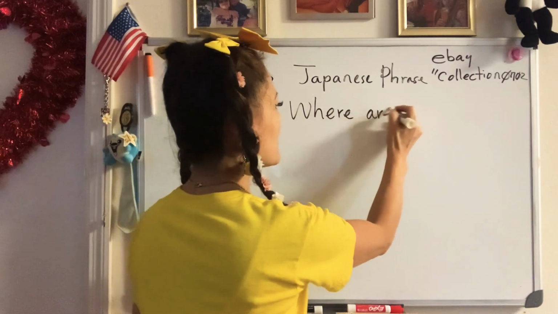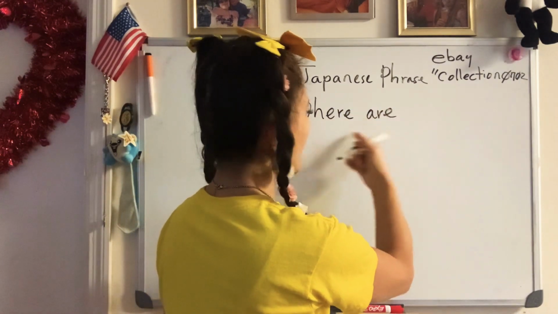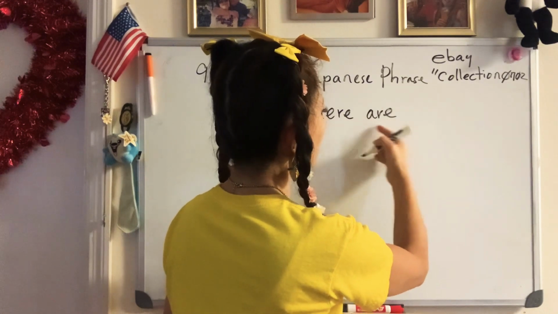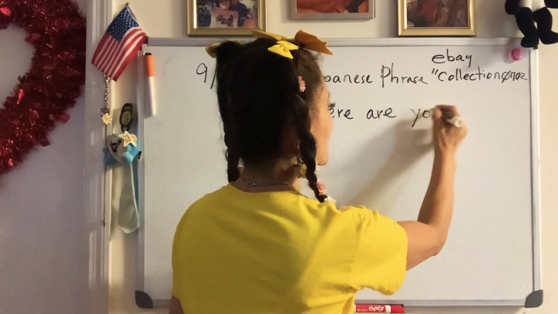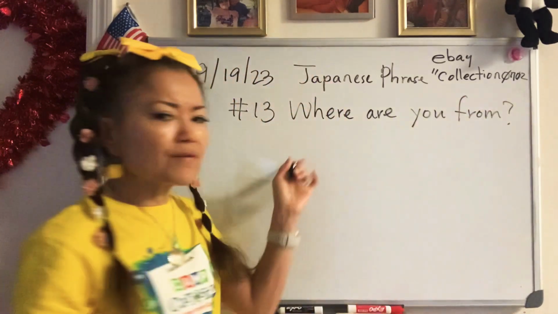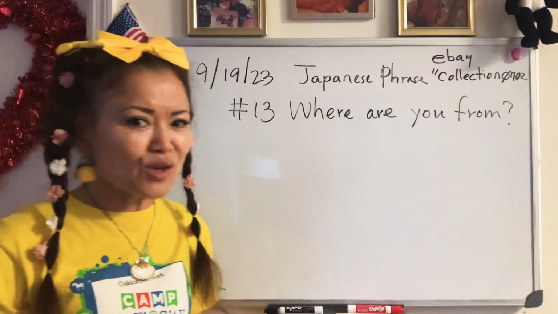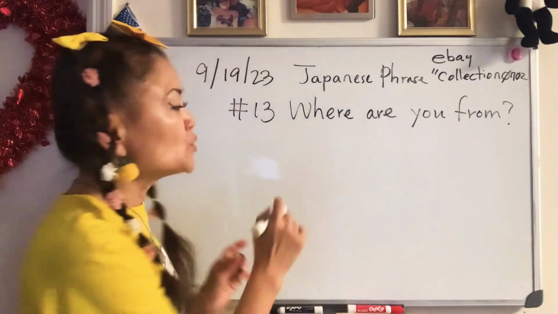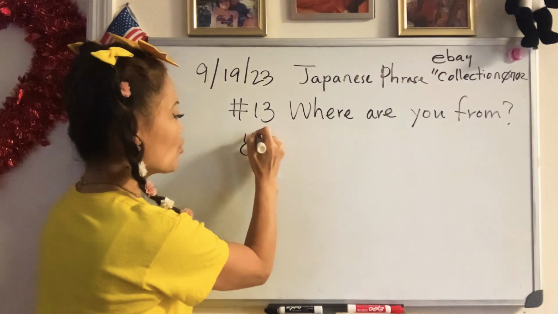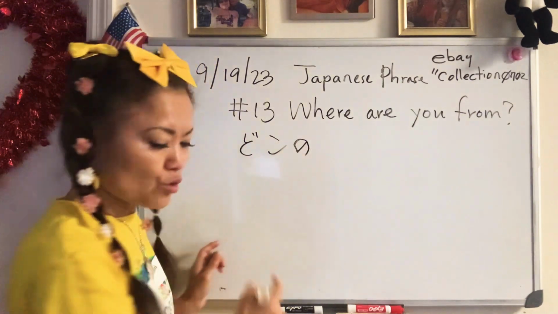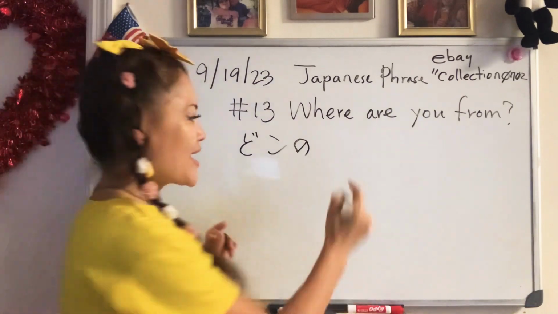You know, you meet someone who looks different, and you wonder, where are you from? How do you say, where are you from, in Japanese? Do you know? You don't know? Yeah, let's learn. Doko no? Can you say that? Doko no? Doko no shushin desu ka?